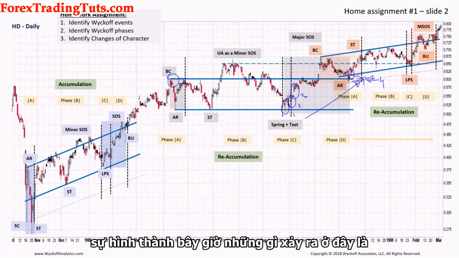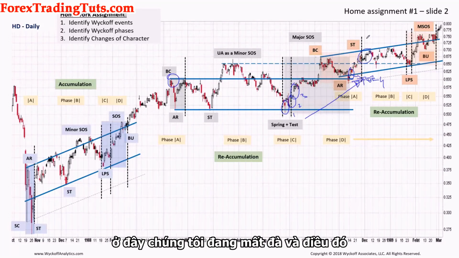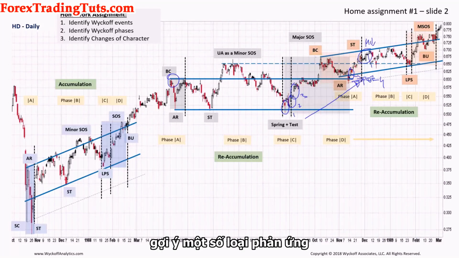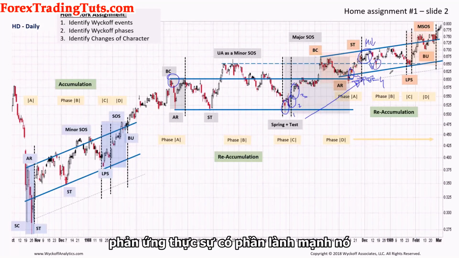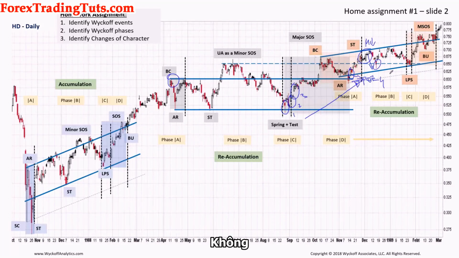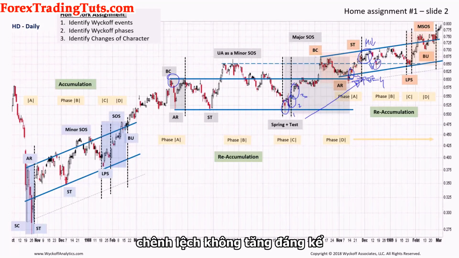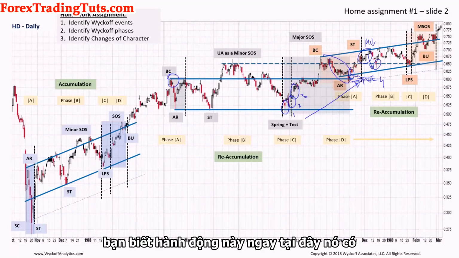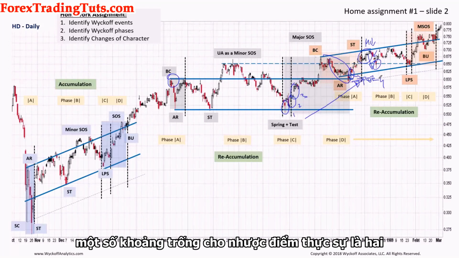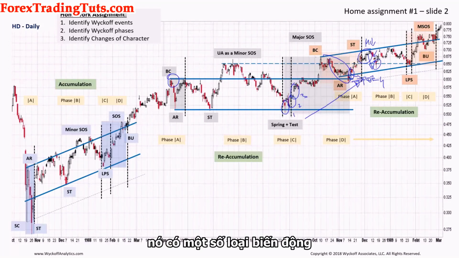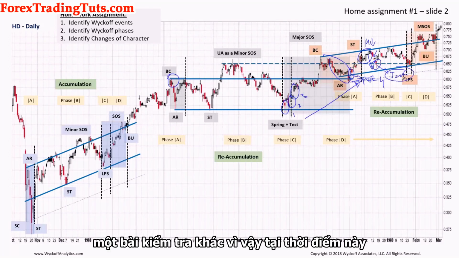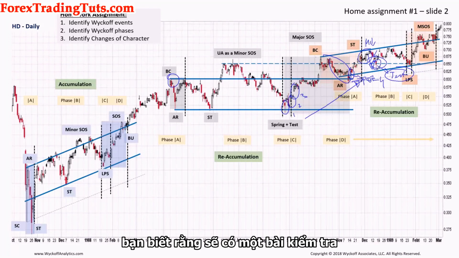Now what happens here is here we are losing the momentum, and that suggests some kind of reaction. The reaction is actually somewhat healthy. It doesn't prolong for a long time. It doesn't have a big distance to the downside. The spread does not increase significantly, but it's still somewhat different than, let's say, this action right here. It has some gaps to the downside, actually 2 of them. It has some kind of volatility associated with this. So that requires another test.